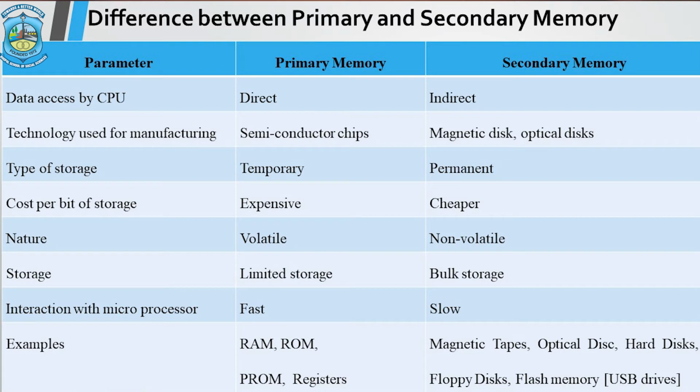If we talk about storage, then the primary memory has limited storage capacity, whereas the secondary memory has bulk storage capacity. If we talk about interaction with the microprocessor, primary memory has a fast interaction with the microprocessor, whereas the secondary memory has a slow interaction with the microprocessor. The examples of primary memory are RAM, ROM, PROM, registers, etc. And the examples of secondary memory are magnetic tapes, optical disks, hard disks, floppy disks, flash memory, etc.